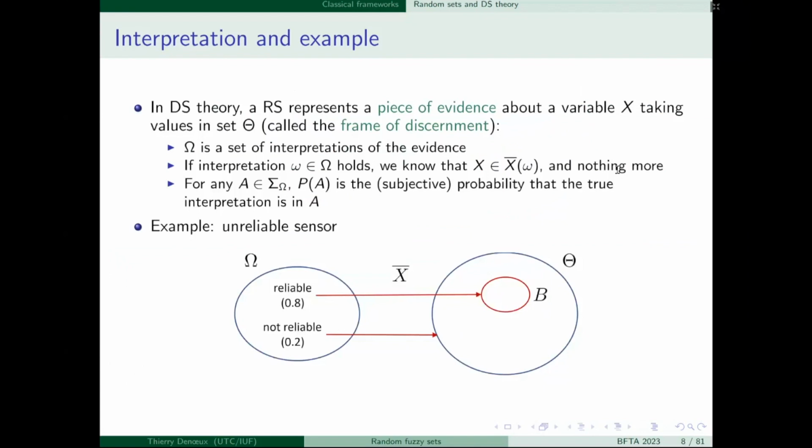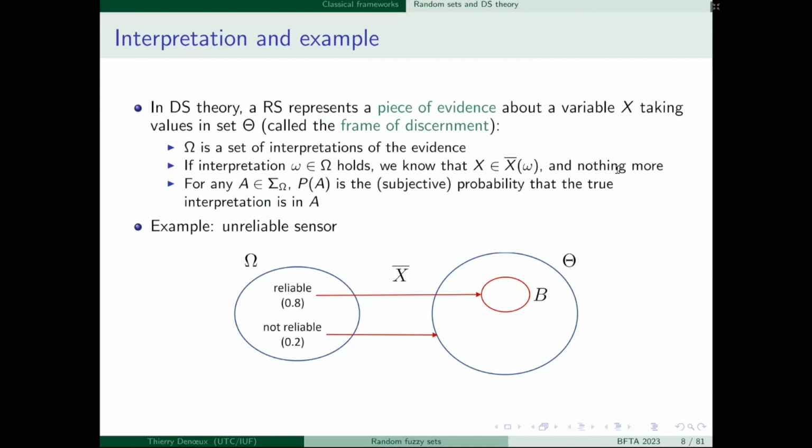We have seen that in Dempster-Shafer theory, a random set represents a piece of evidence about some unknown or uncertain variable x, taking values in theta. The set omega can be seen as a set of interpretations of the evidence. If interpretation small omega holds, we know that x belongs to the image of omega, which is a subset of theta, and nothing more. And we have probabilities on omega, which are maybe subjective probabilities about which interpretation is the true one.